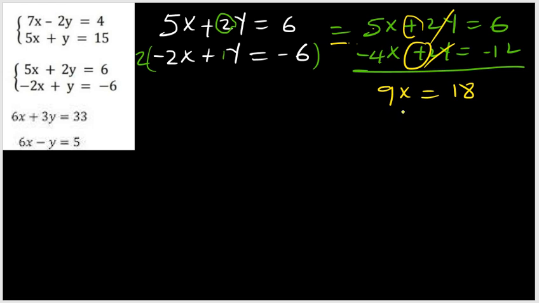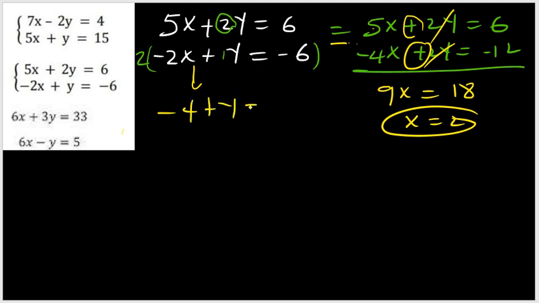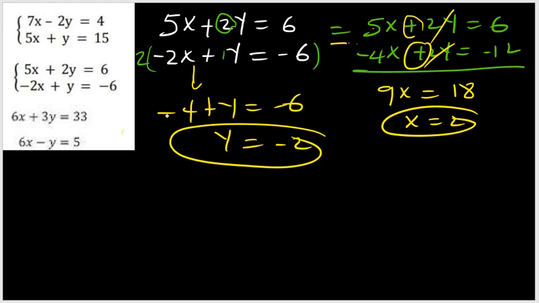If you divide by 9 on both sides, x is equal to 2, and insert it in the second equation. Negative 2 times 2 will be negative 4. Let me write negative 4 here. Negative 4 plus y is equal to negative 6. When you shift it, y is equal to negative 2, you know, it will be added. So that's going to be the answer.